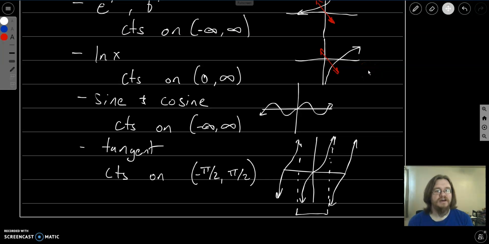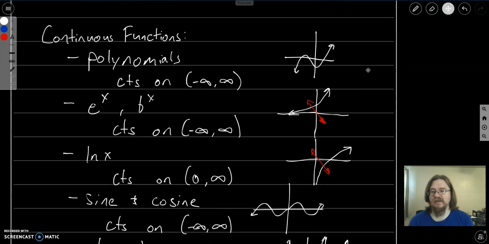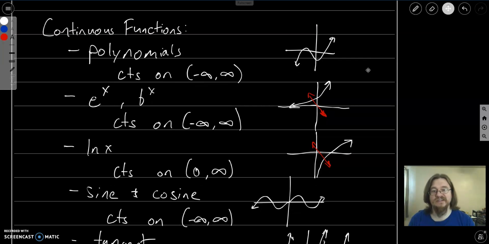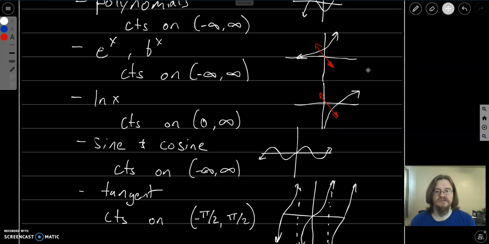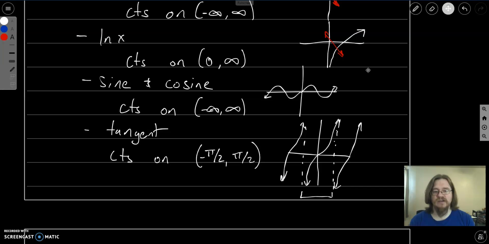Hello and welcome back. We've been looking at some types of functions that are going to be continuous pretty much everywhere or wherever they're defined. So for instance, polynomials will be continuous pretty much everywhere. They're nice smooth functions. Polynomials are perfect examples of continuous functions. Exponentials and logarithms are going to be continuous as long as we're careful and only look at where they're defined. Sine and cosine are going to be very continuous, if not a little bit wiggly, but that's fine.